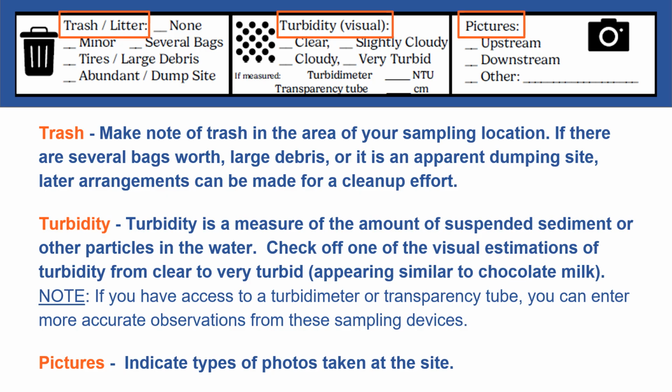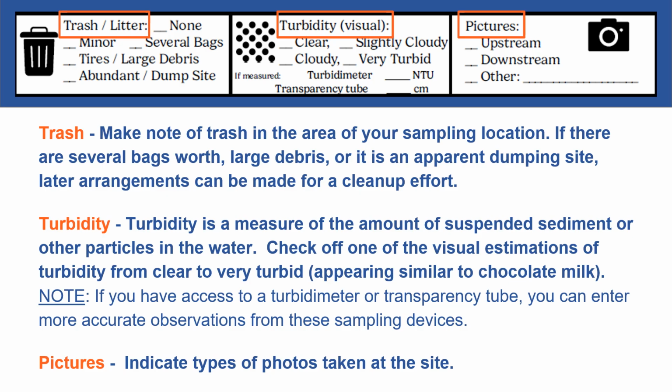Turbidity refers to the clarity of the water, which can be affected by suspended soil, algae, or other particles. If the water is very turbid, it will be opaque and look similar to chocolate milk if it's caused by suspended soil or sediments. If you have access to an electronic turbidimeter, which measures turbidity in NTU units, you can collect and report that data. Or if you have a transparency or turbidity tube, you can perform the procedure using that device and report your result in centimeters.